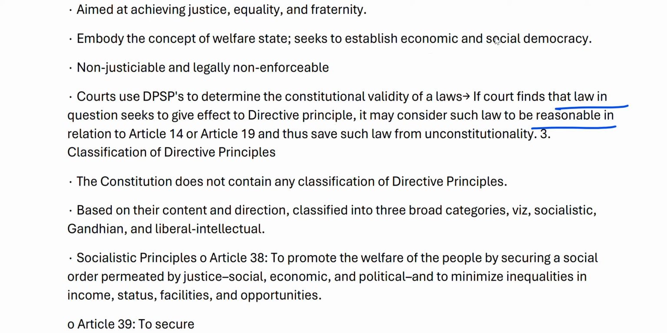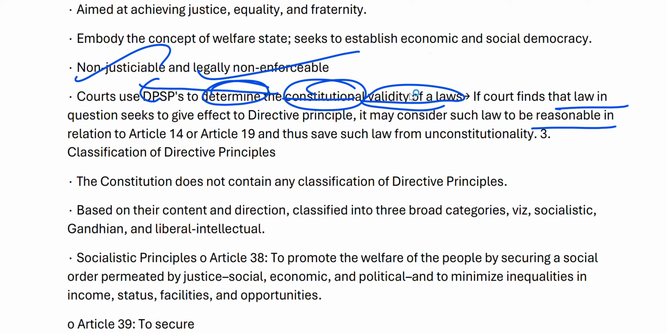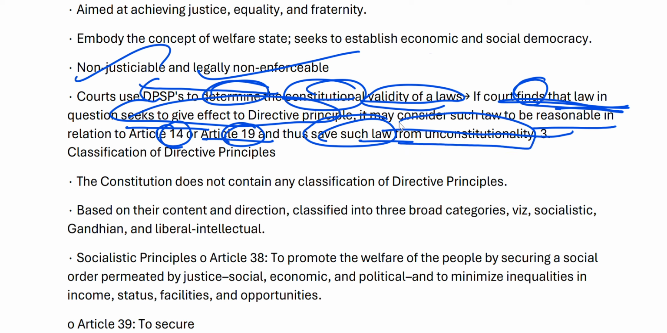Here, the DPSPs are non-justiciable and non-enforceable. If so, what is the purpose of the DPSP? The purpose of the DPSP is to help determine the constitutional validity of a law. We have to see whether the law is valid. When the court finds that a law is giving effect to a directive principle, but there are some restrictions with respect to Article 14 and Article 19, the law is considered valid, to save it from unconstitutionality.